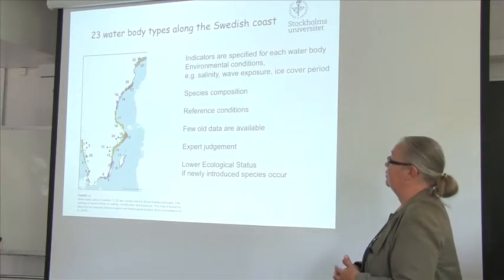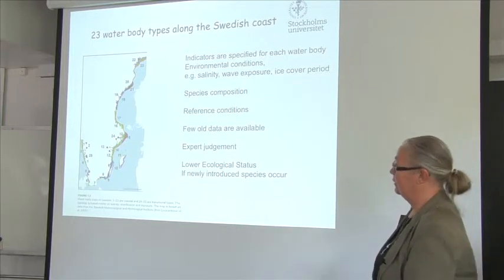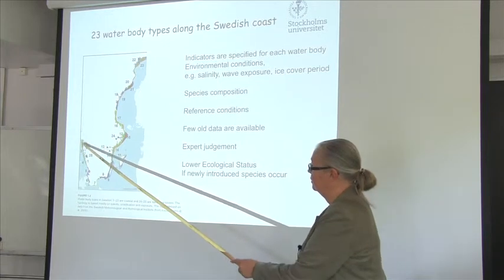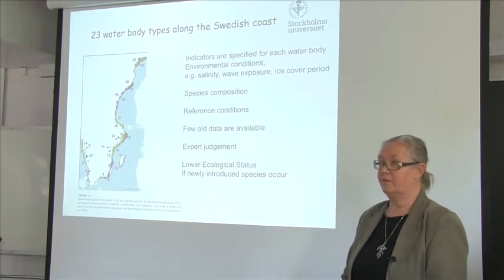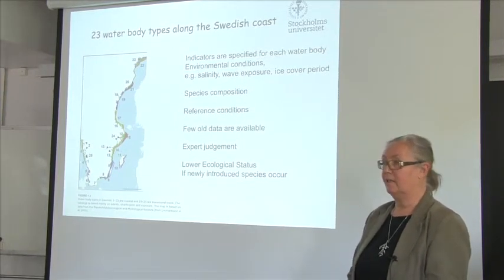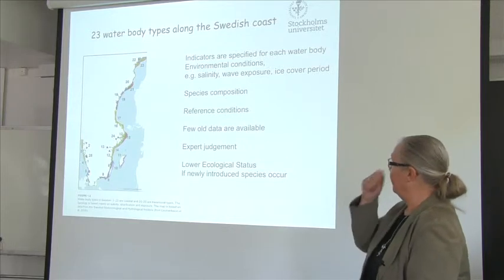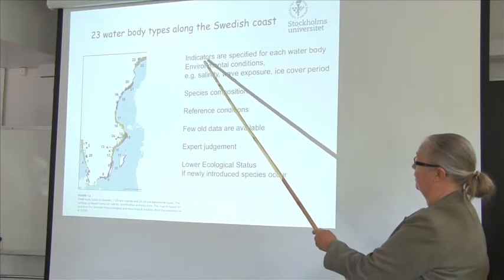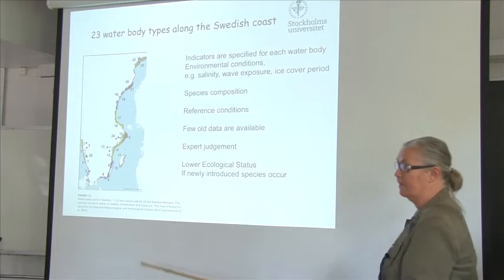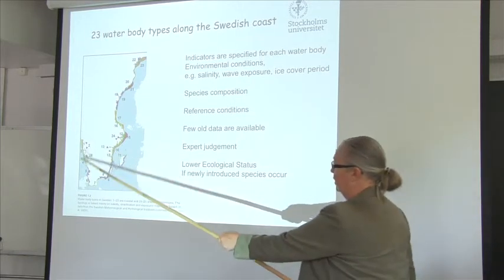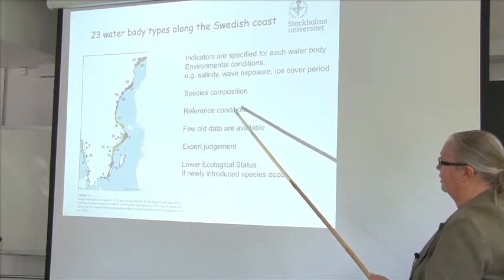We also have divided our Swedish waters into 23 water body types. So from the Swedish west coast all around up here. Sweden has one of the longest coasts, with a large salinity gradient, which means that we have all the different species occurring naturally. So we have tried to identify indicators special for each of these regions. Some of them, of course, on the Swedish west coast can be the same if the salinity is similar. So the species composition differs.